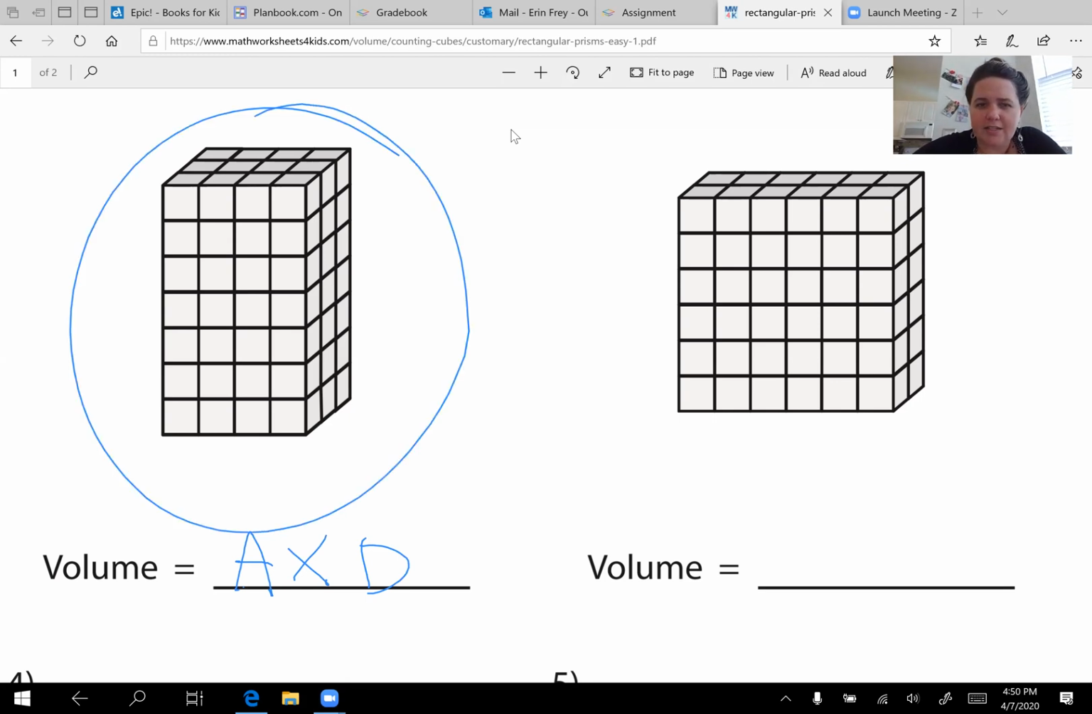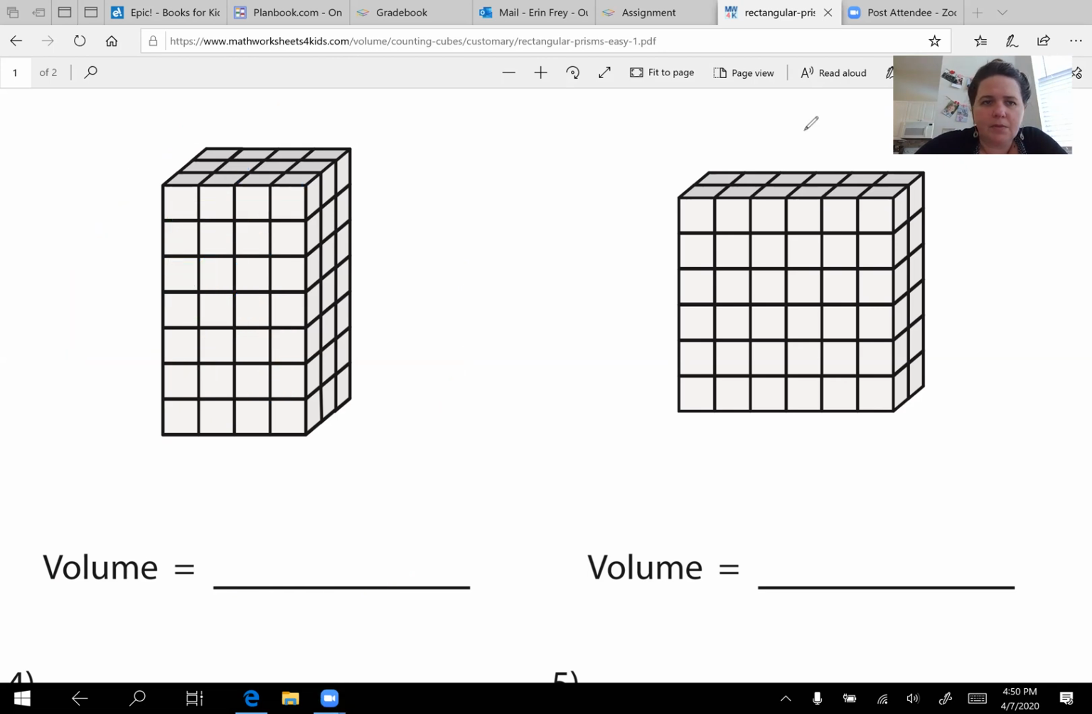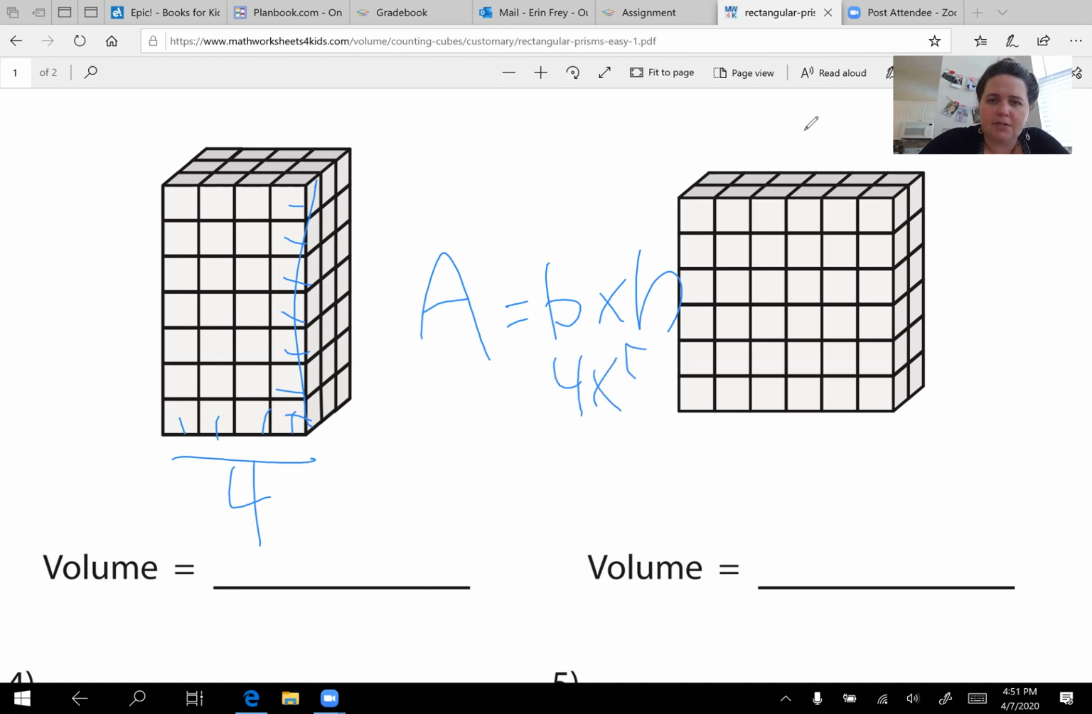First, we need to find the area of the face. The area of, we call it the face. The face is just the part that's staring at you, just that front section. So let's find the area of one layer. In order to find area, remember area equals base times height. What's my base? My base is 1, 2, 3, 4. What's my height? 1, 2, 3, 4, 5, 6, 7. So it's 4 times 7.